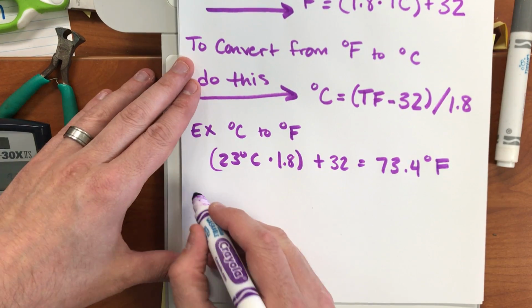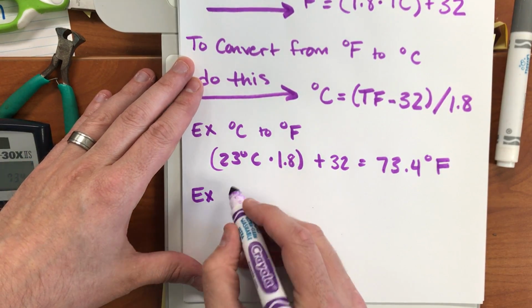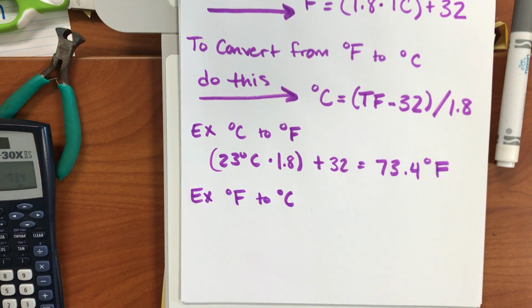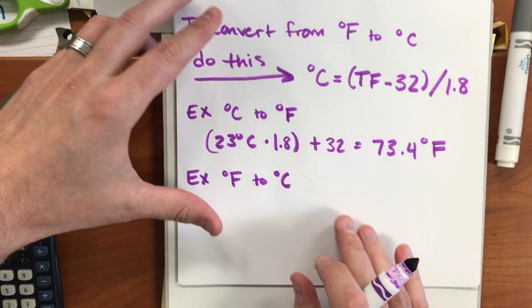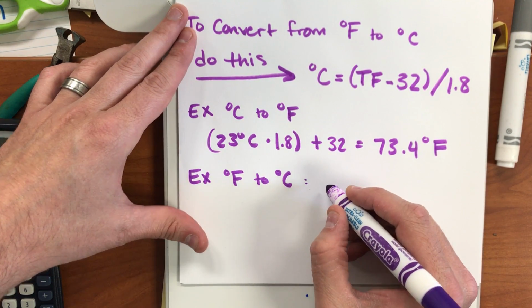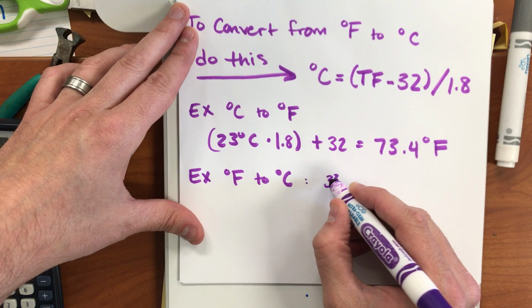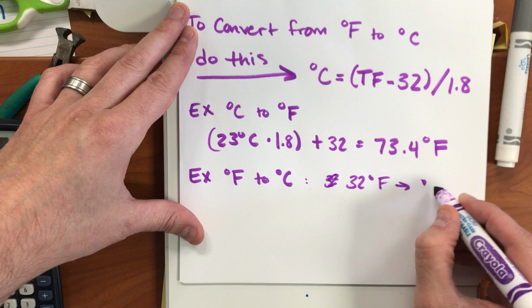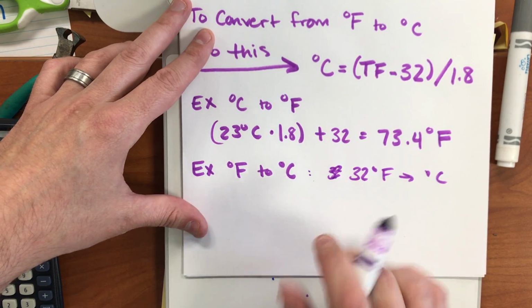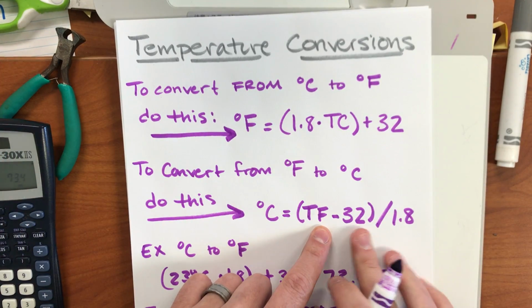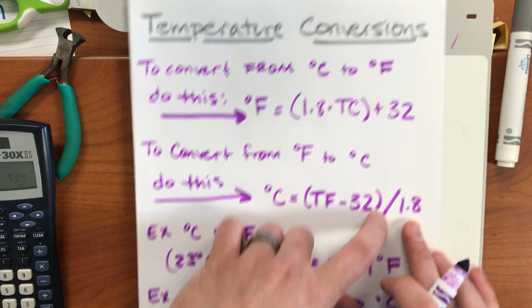If we go back the other way, from degrees Fahrenheit to degrees Celsius, what you're going to get is this. Let's look at an easy example. Do easy math. Let's go from 32 degrees Fahrenheit to degrees Celsius. So if we do that, that would be 32 degrees Fahrenheit. And then we want to subtract 32 from that and then divide it by 1.8.